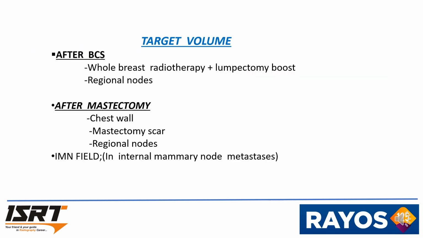Target volume. After breast conserving surgery, whole breast RT and lumpectomy boost is done. Then RT also is to be done for regional nodes. After mastectomy, the target volume is the chest wall, mastectomy scar and regional nodes, with the IMN field for internal mammary node metastasis.